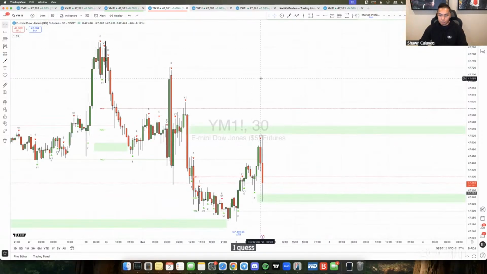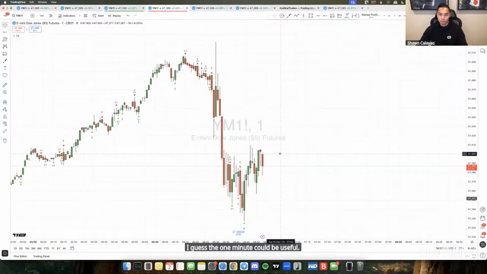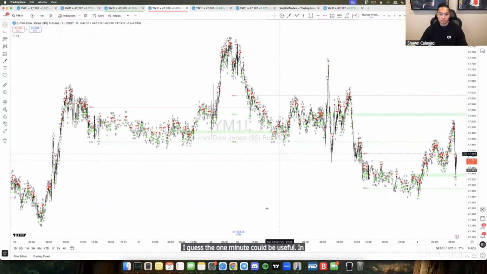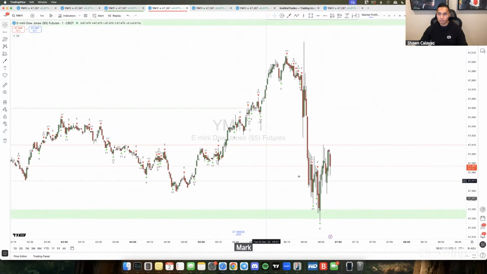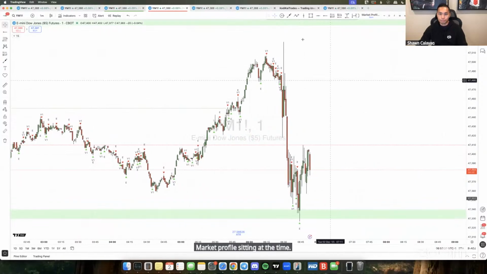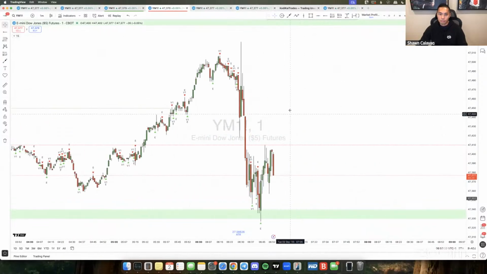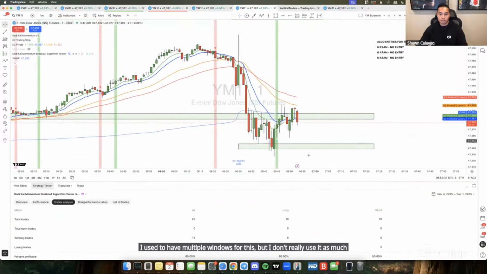So yeah, it helps to just identify. I guess the 1 minute could be useful in a sense because we're just looking to see where market profile is sitting at the time. I used to have multiple windows for this, but I don't really use it as much. I just use it as a confluence.